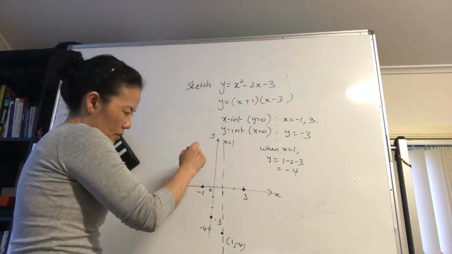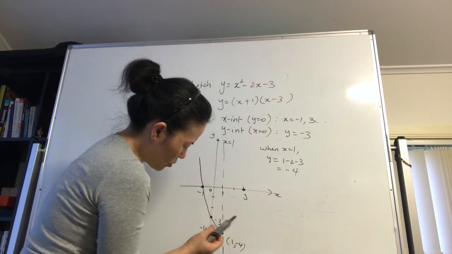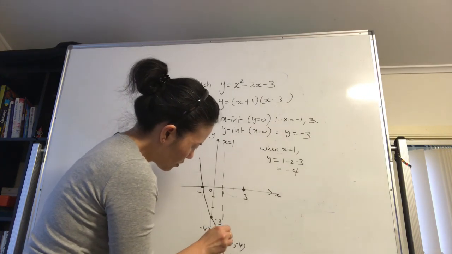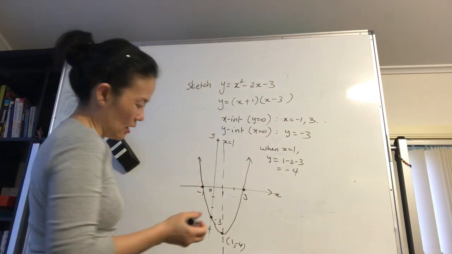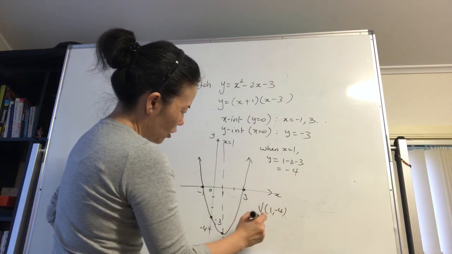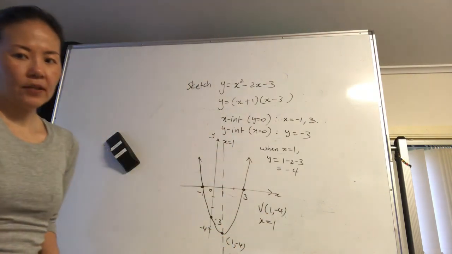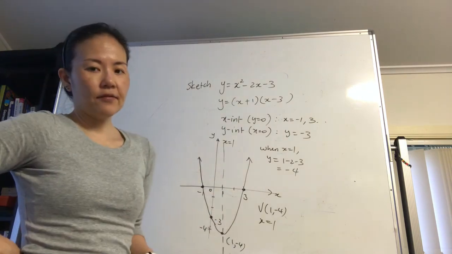Now I'm going to draw it. Make sure your vertex is round. I'm assuming you will do much better than I did here. So the vertex is 1 and minus 4. Your axis of symmetry is x equals 1. Okay, so make sure you show all that necessary stuff in the exam.